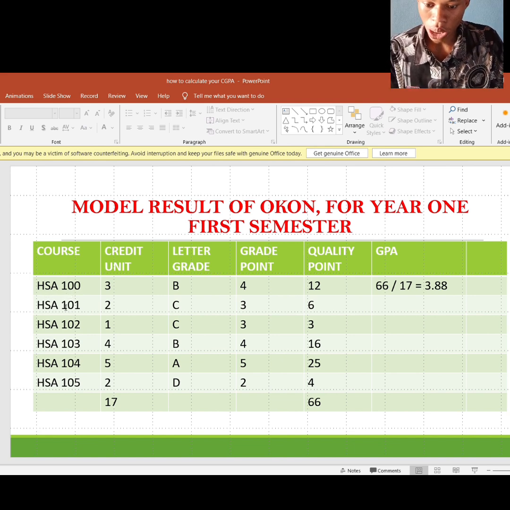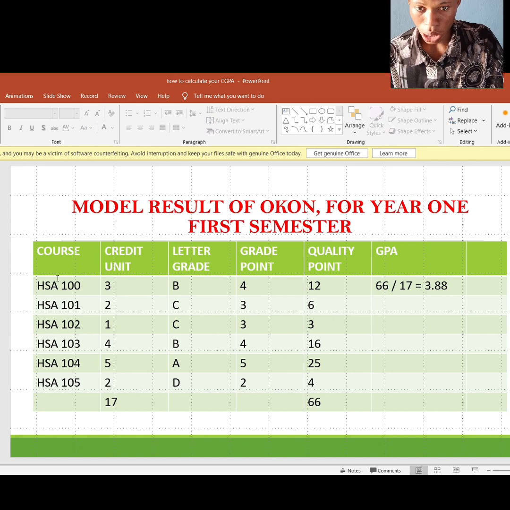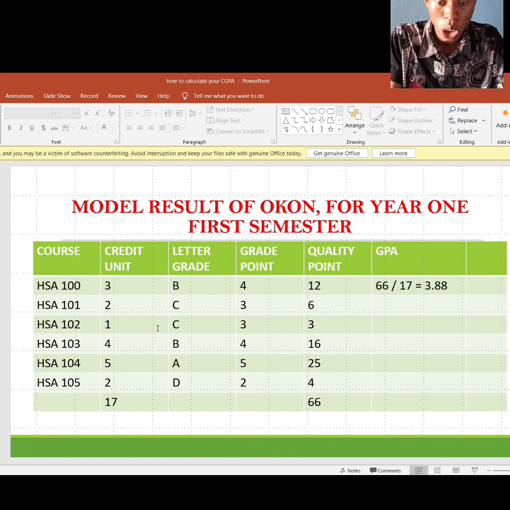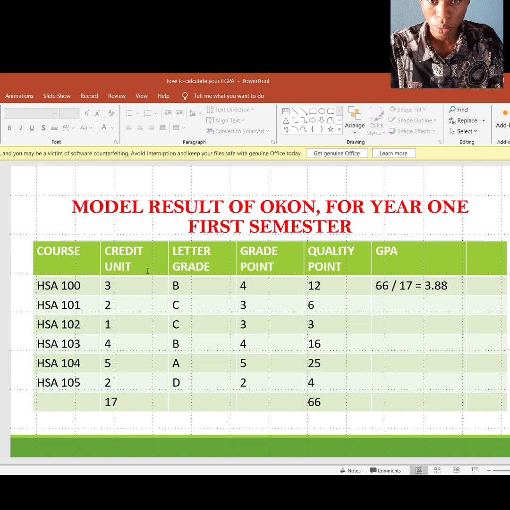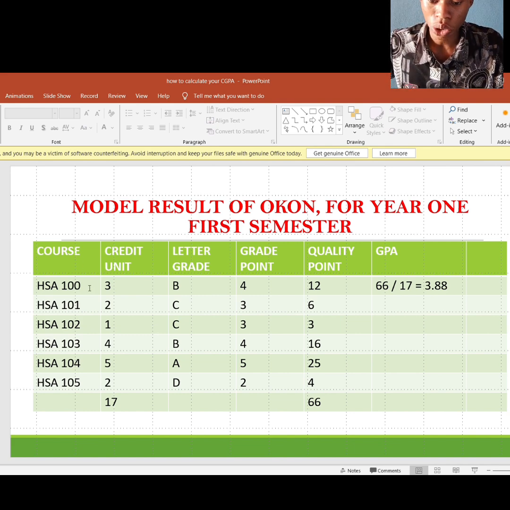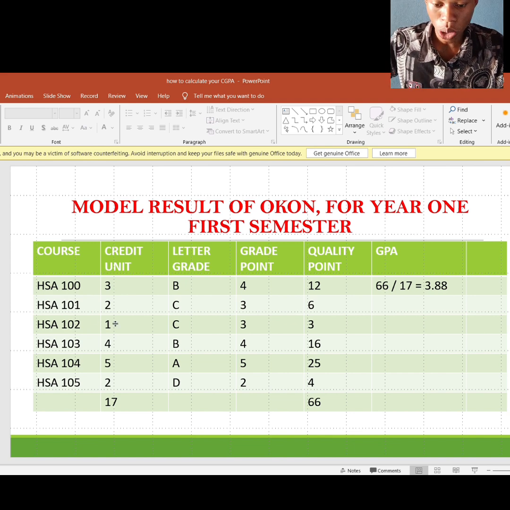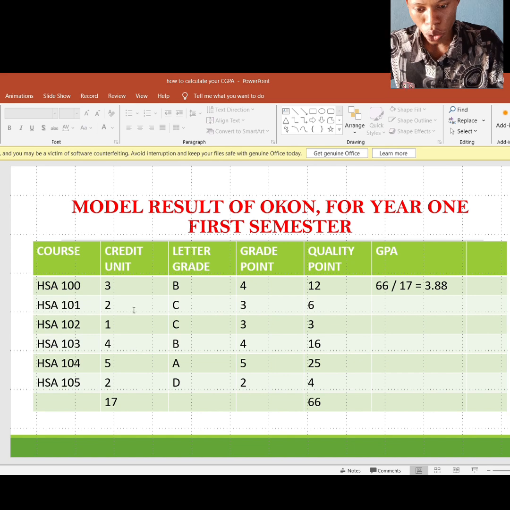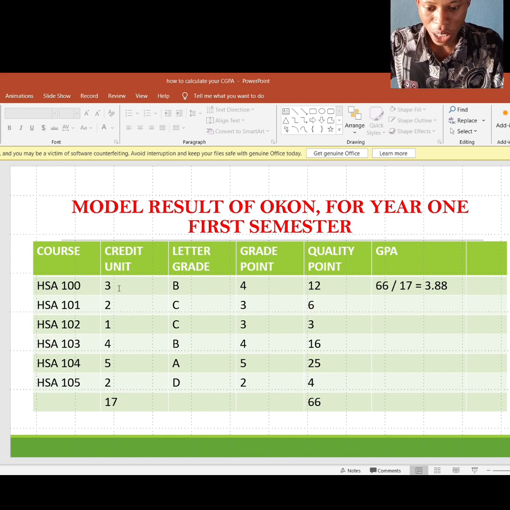HSA 100, HSA 101. I just use anything here to represent any of your courses. If you are doing your own, do it this way too. Then the credit unit. Let's say HSA 100 is 3 credit units, this one is 2, this one is 1, this one is 4, 5, and 2 credit units. Now you calculate the total credit unit for that semester by adding up everything here.